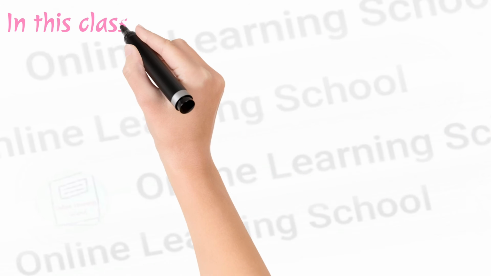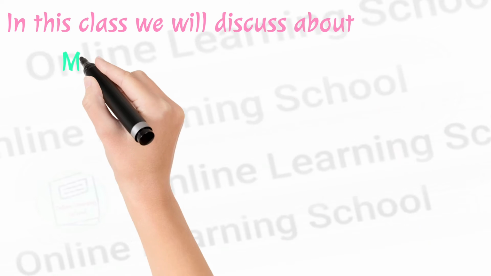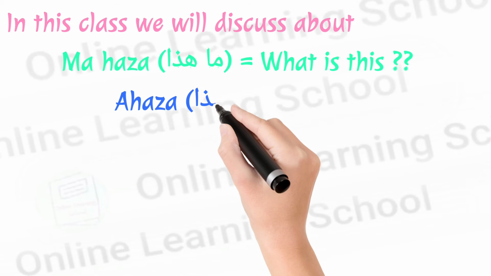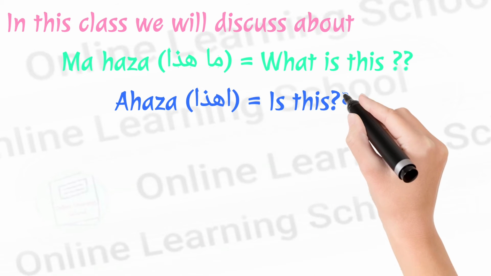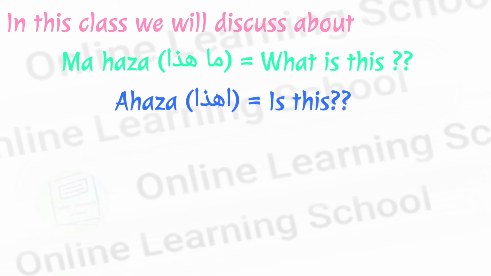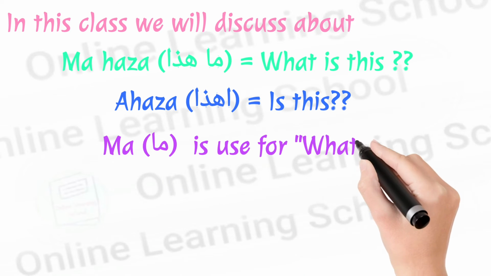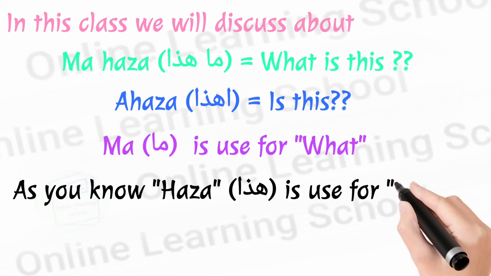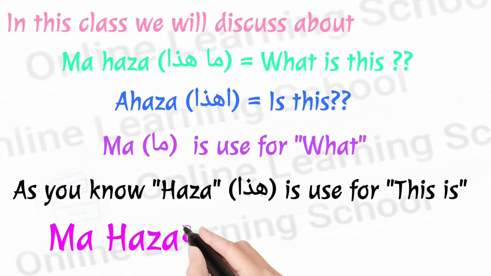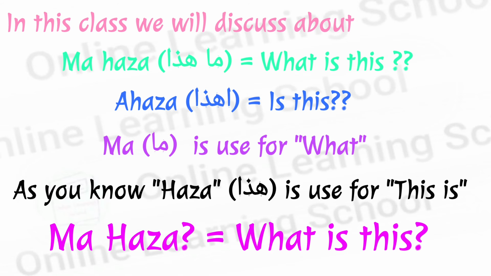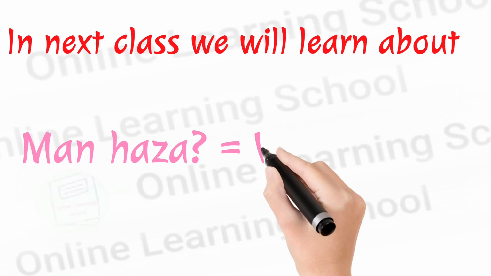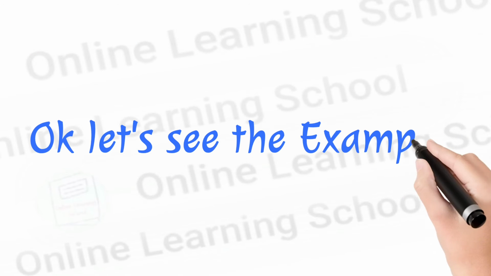In this class, we will discuss ma haza, what is this, and ahaza, is this. Both are questions. Ma is used for what, and as you know, haza is used for this is. So, ma haza, what is this? In next class we will learn man haza, who is this? Okay, now let's see the example.